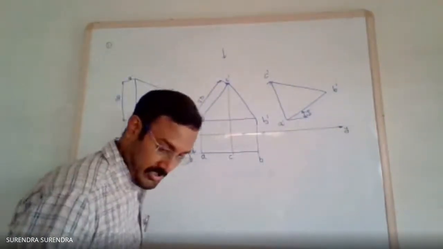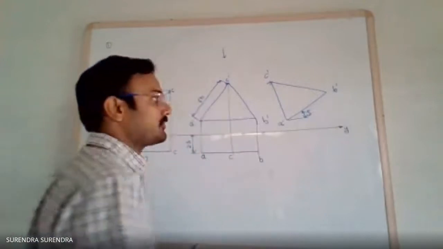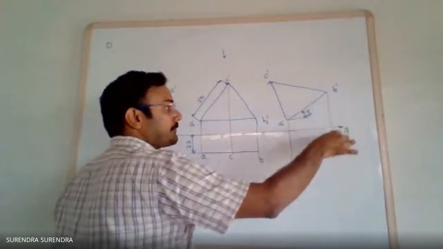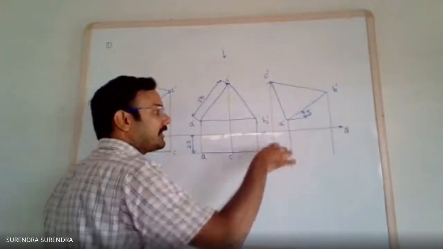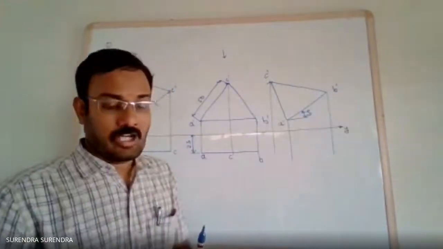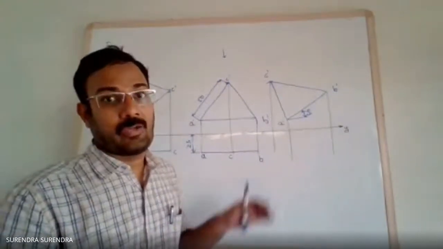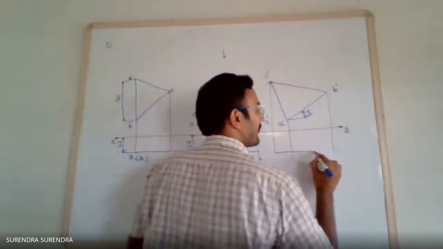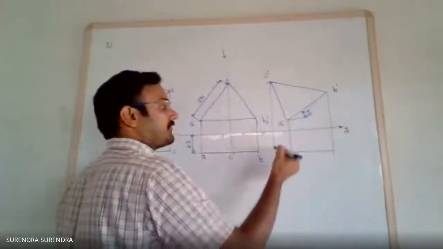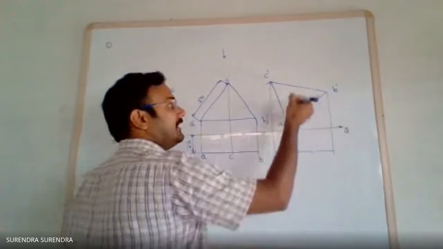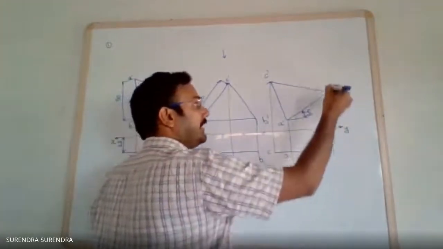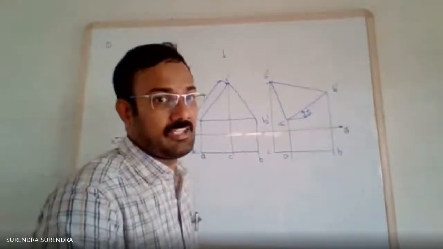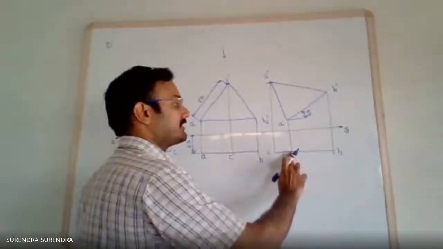Now draw the projections from each and every point of the front view. Projection from A, projection from B, and projection from C, up to 25 mm below the X line. So on this line, what is this? Projection from C. C, A, B. So these are the three points.